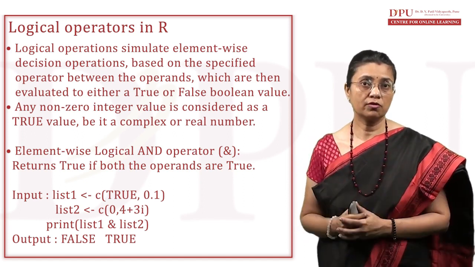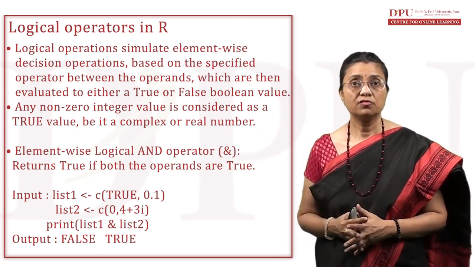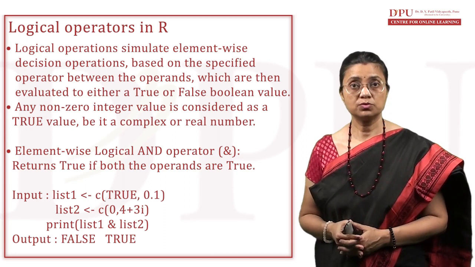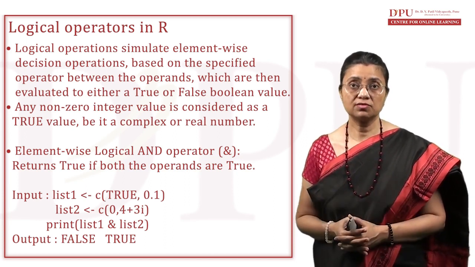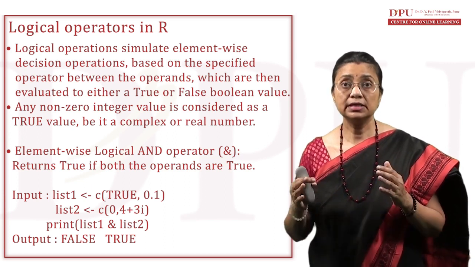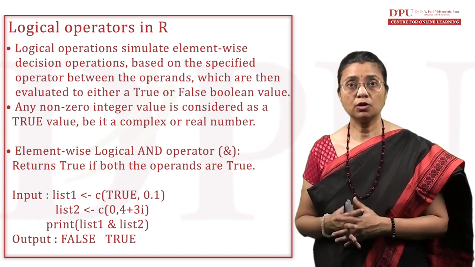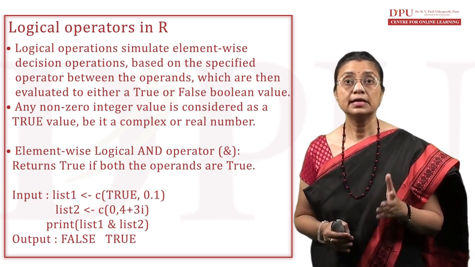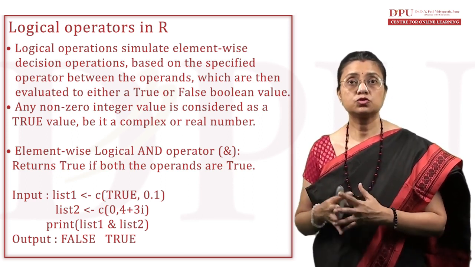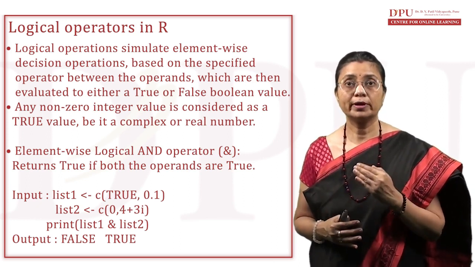Let's have a closer look at the input, where list 1 is the first vector, which is TRUE, 0.1, and list 2 is the second vector, which is 0, 4.3i. So these are the two values. Now I am applying the logical operator and writing print(list 1 & list 2). So you can see the output is FALSE followed by TRUE.